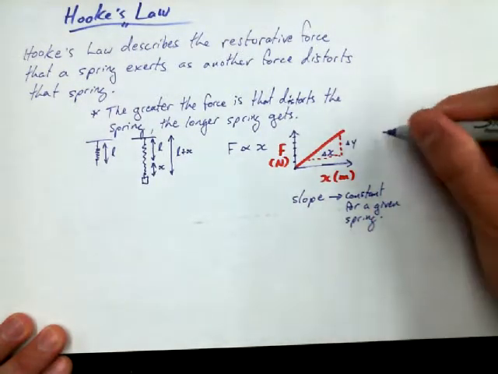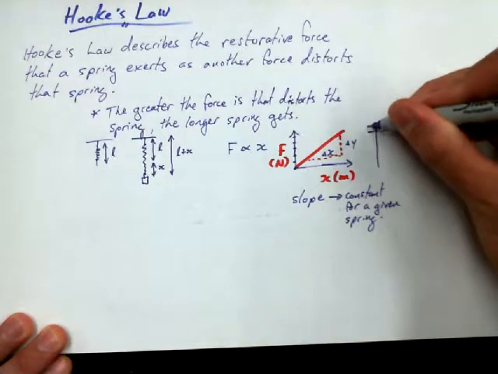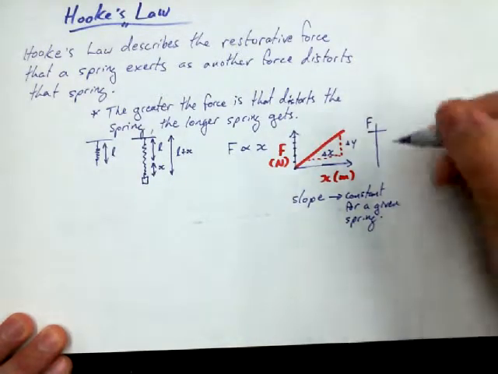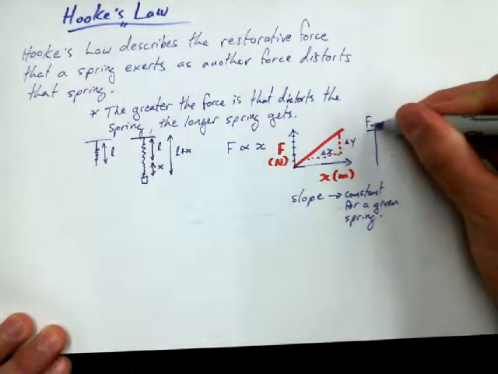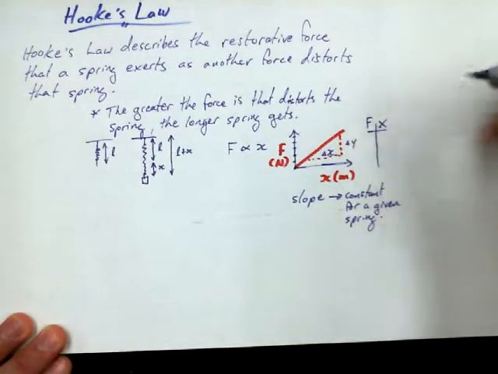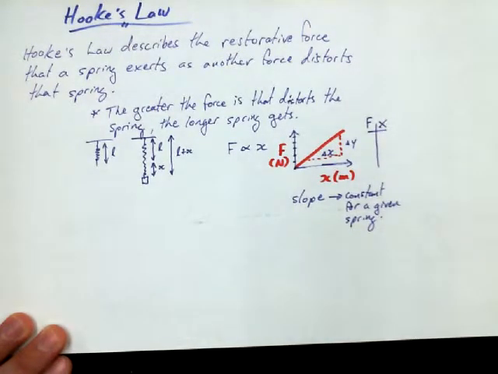Find a bunch of F values in a T-chart. Find a bunch of F values, maybe applied force values to a spring. Find a bunch of X values, plot them on a graph, and you get a graph that looks like this. Find the slope. There's something special about that slope.